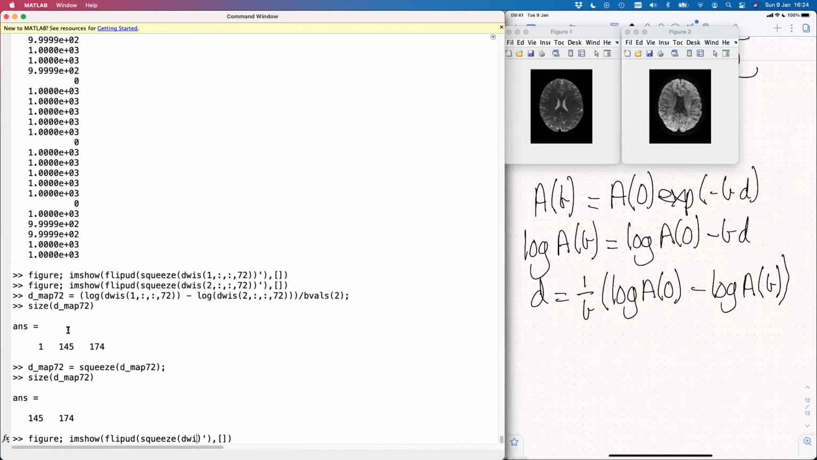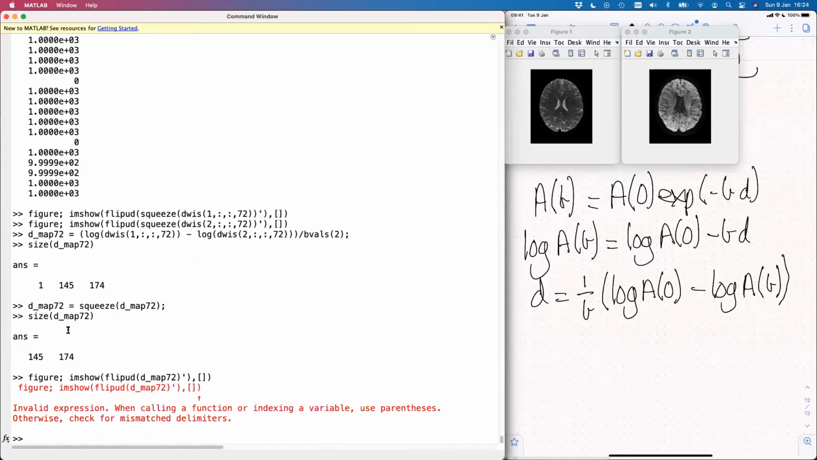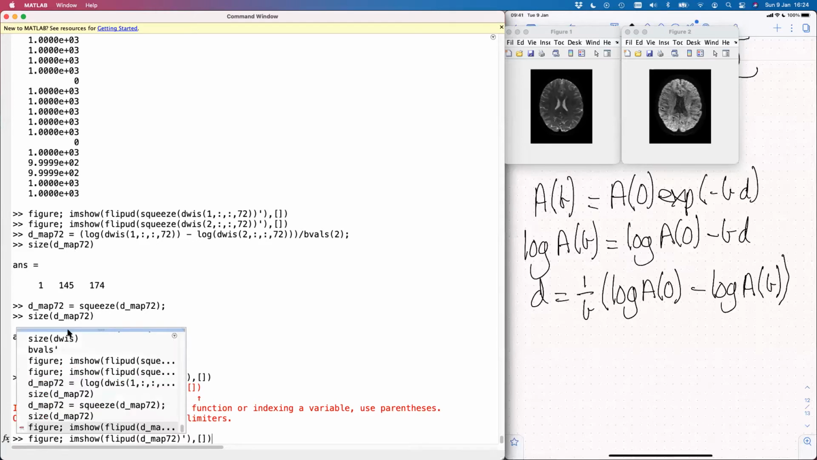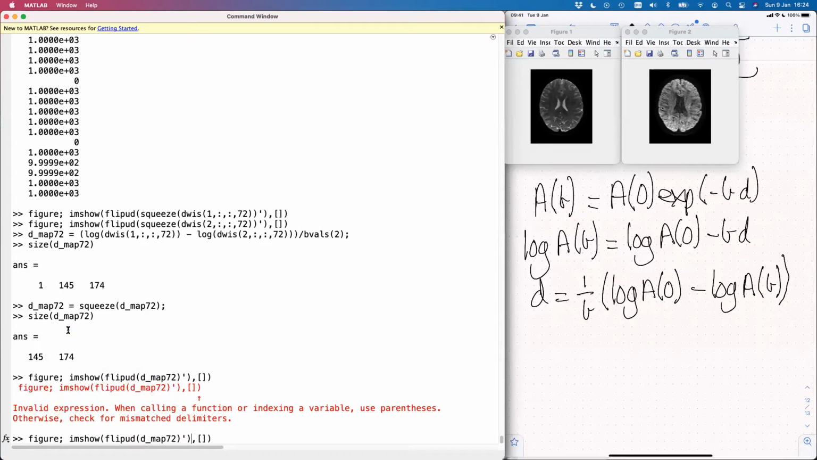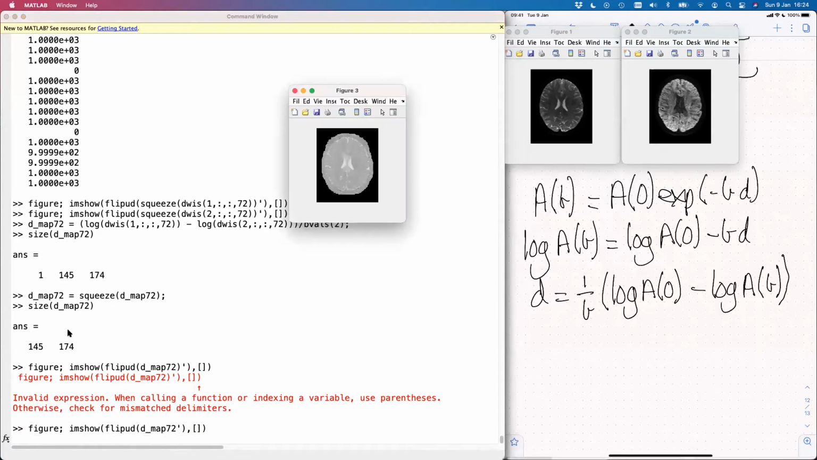So I can get rid of the squeeze already. But I'll do the same flipping and transposing to get it in the right orientation. Oops, one too many brackets somewhere. There we go. So there is a map of D.